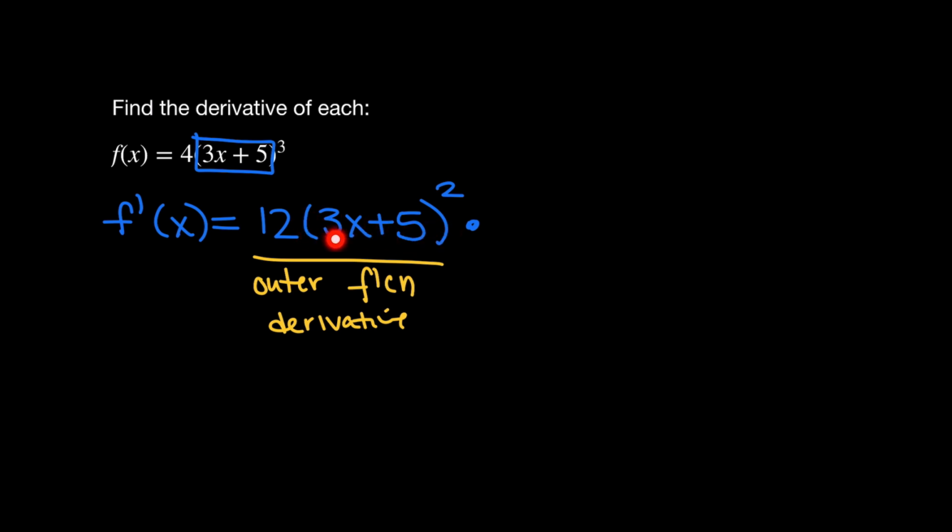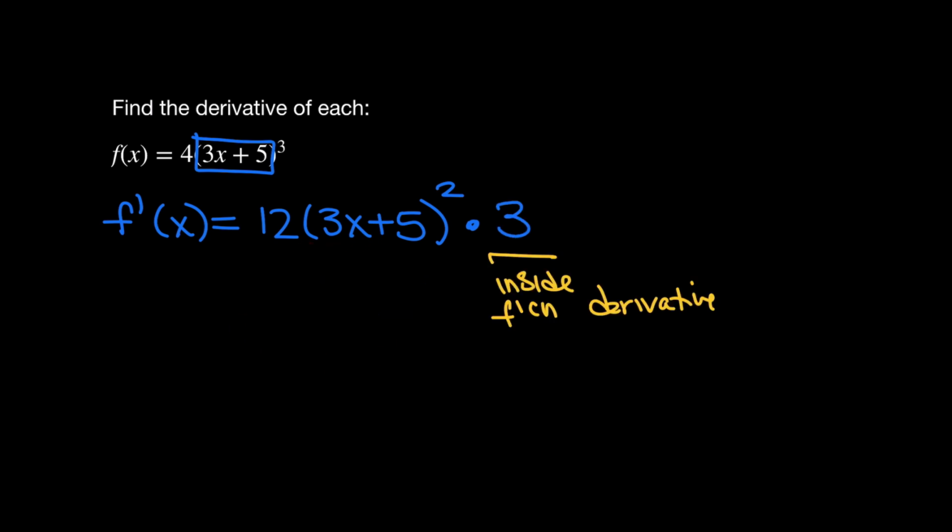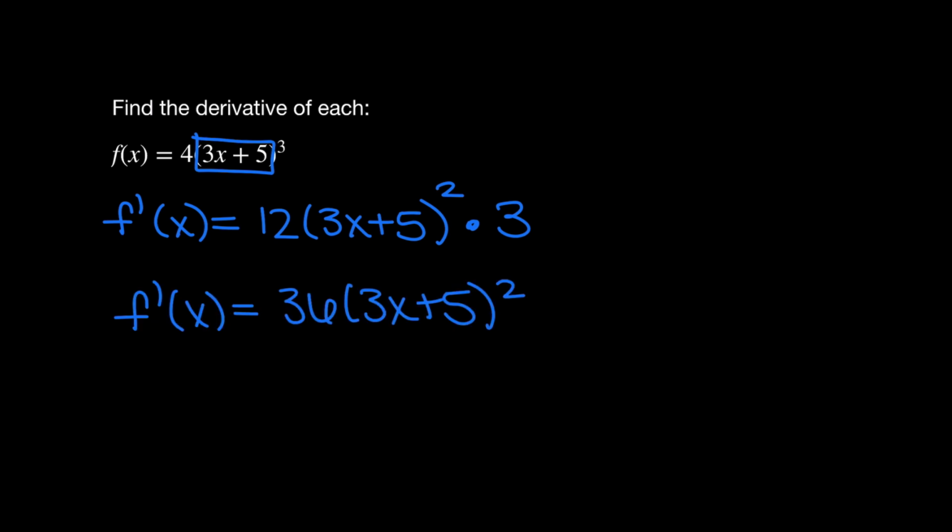And then I'm going to keep this 3x plus 5 as is. I'm not going to change that. And so what I have written down is my outer function derivative. And then the chain rule says I have to multiply by the derivative of what's inside. 3x plus 5 is inside, so the derivative of 3x plus 5 is just 3. And 12 times 3 is 36. And there's my answer. F prime is 36 times 3x plus 5 squared.